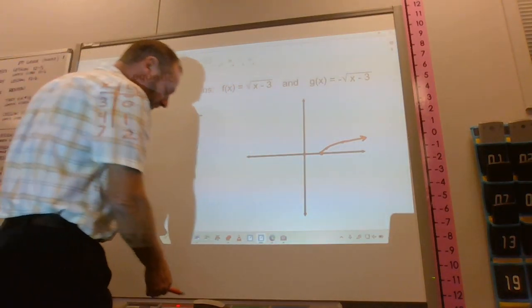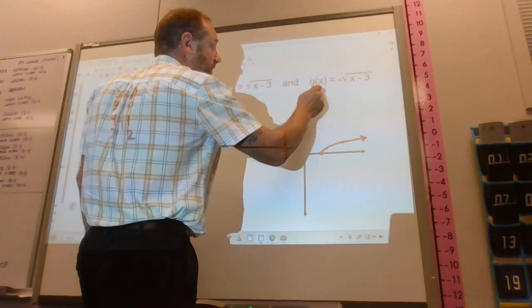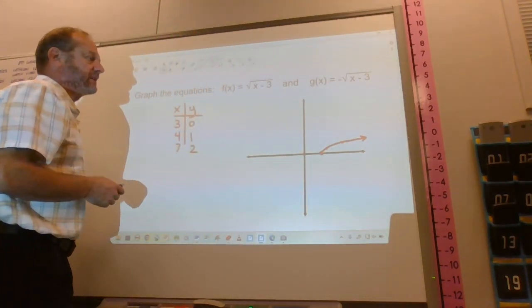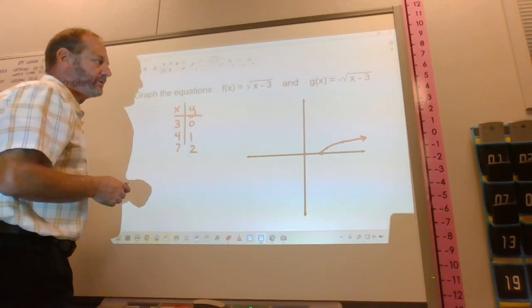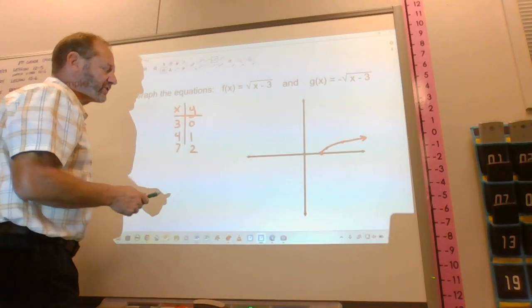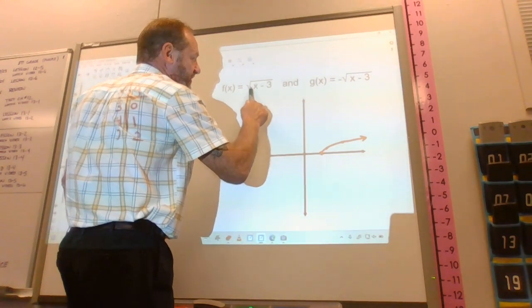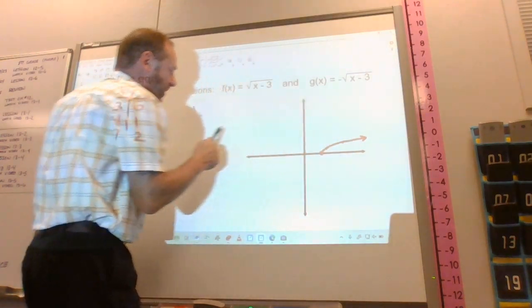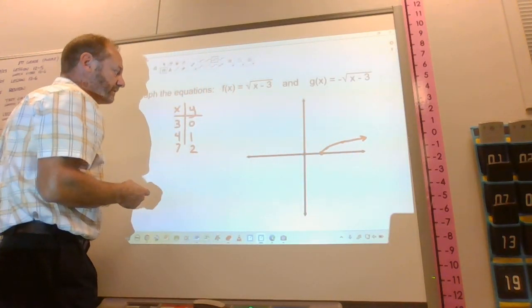Okay. Now, what if I do this equation? G of x is the negative square root of x minus 3. Well, it's just going to take all the answers. I mean, this part is the same as this part. It's going to take all the answers here and make them negative.